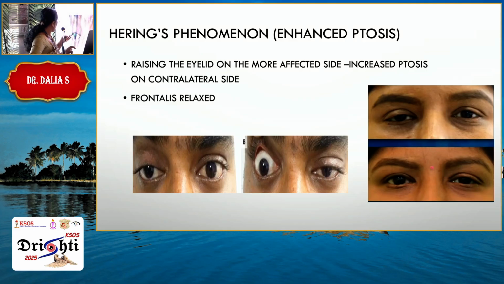This is because when the frontalis gets relaxed, there is decreased innervation going to the other side. In this patient, the surgery was done for a moderate ptosis. In the right eye it has improved, but after surgery a mild ptosis has come in the other eye. This should always be explained to the patient beforehand, or else you will be in trouble.